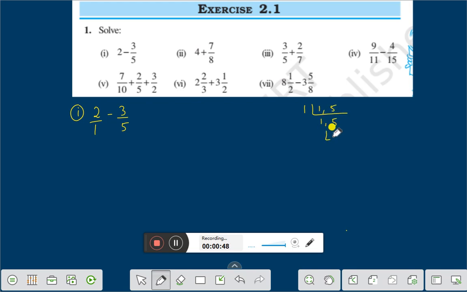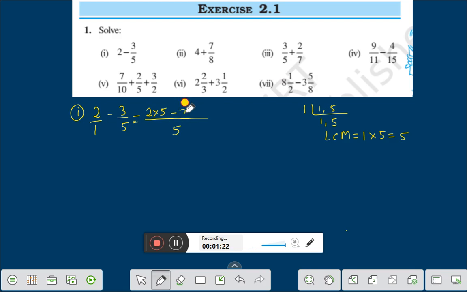Therefore, LCM is equal to 1 into 5, that comes to 5, right? Therefore, we have taken the LCM as 5. Now, divide 5 by 1, that is 5. That is 2 into 5. There is a minus sign here, that means it is minus. Divide 5 by 5, that is 1.